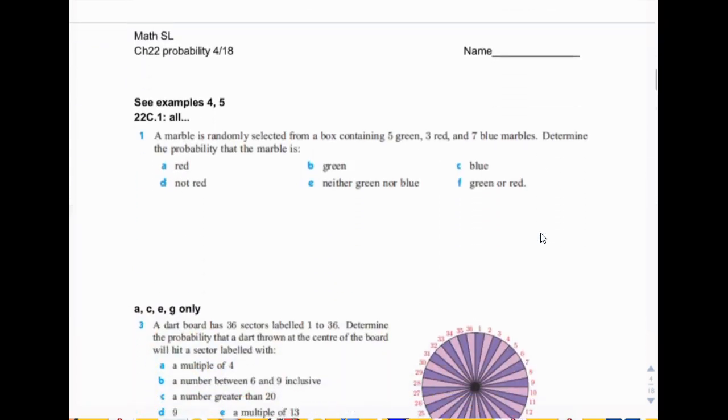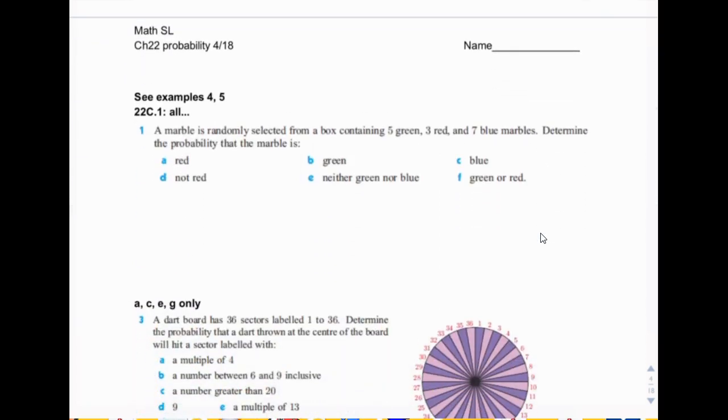Okay, page 4. I told you these are pretty quick pages. A marble is randomly selected from a box containing 5 green, 3 red, and 7 blue. Determine the probability that the marble is A red, B green, C blue, etc. Okay, so we're going to do all of them.